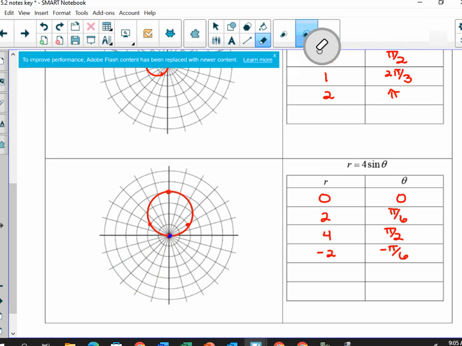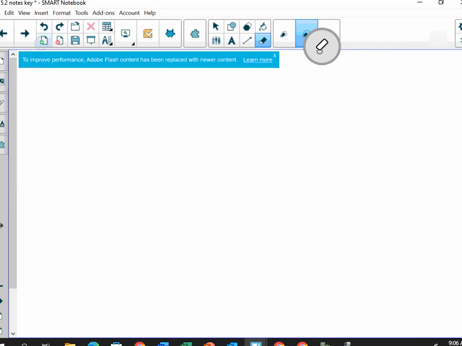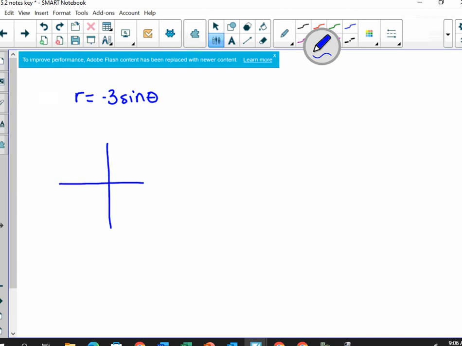So how do you find how wide it is? Let's say r equals -3 sine of theta. It's going to be vertical, and it's going to be below. You know you have those 2 points. You just do a half circle and a half circle, and there you go. No, you don't have to plot other points.